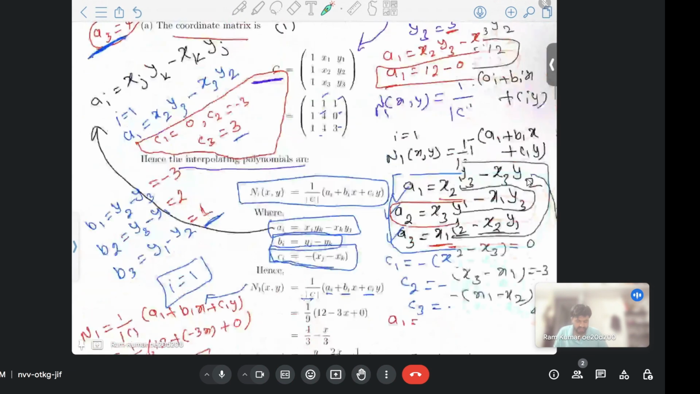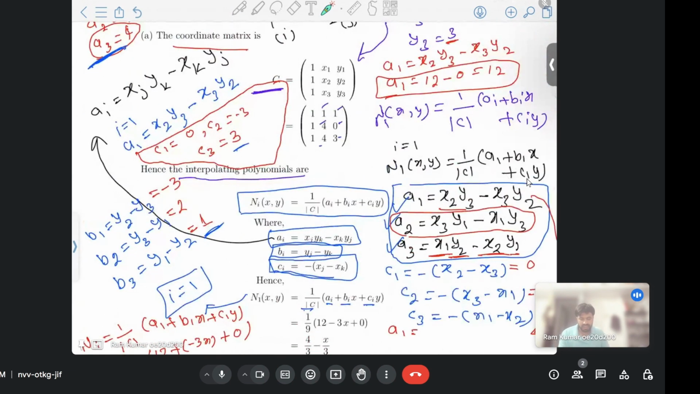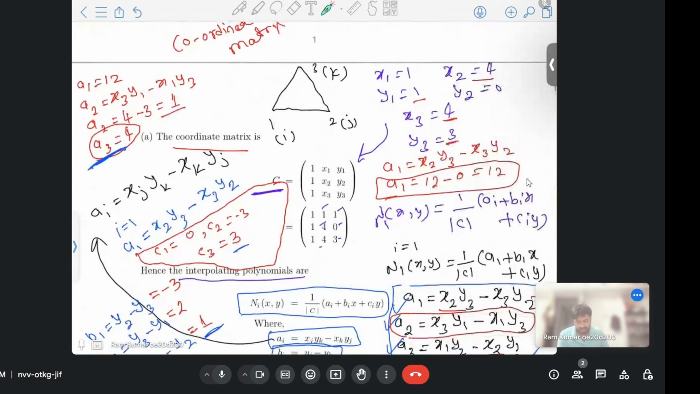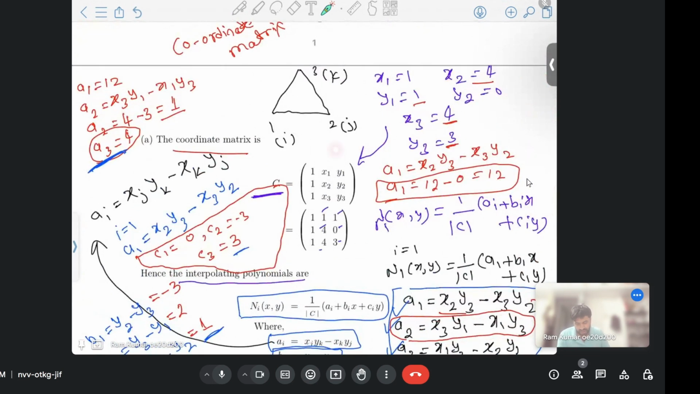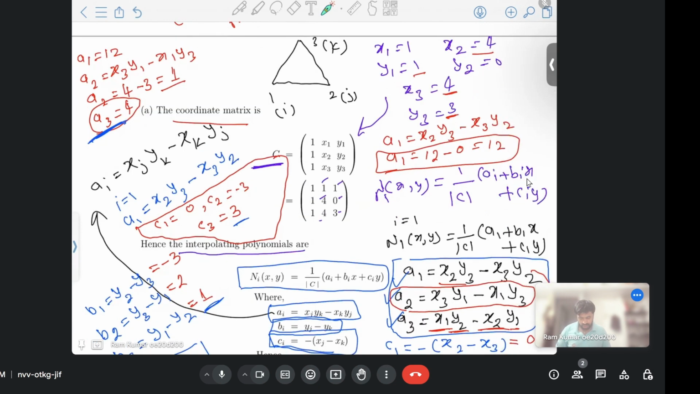So first I want to summarize what we did. First we calculated the coordinate matrix. C is the coordinate matrix. Then we wrote the interpolating polynomial. This is our interpolating polynomial. In general, Ni(x, y) = 1 by determinant of C, times (ai + bi x + ci y).